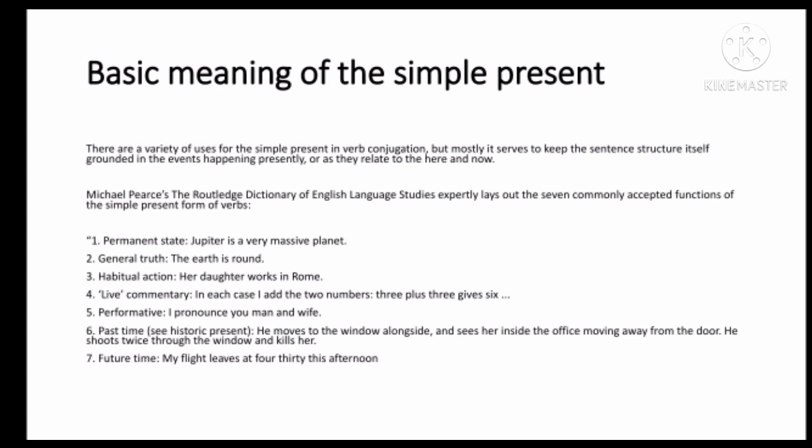Number 1. Permanent state. Jupiter is a very massive planet. Number 2. General truth. The earth is round. Number 3. Habitual action. Her doctor works in Rome. Number 4. Live commentary. In each case, I added the two numbers: 3 plus 3 gives 6. Number 5. Performative. I pronounce you man and wife.